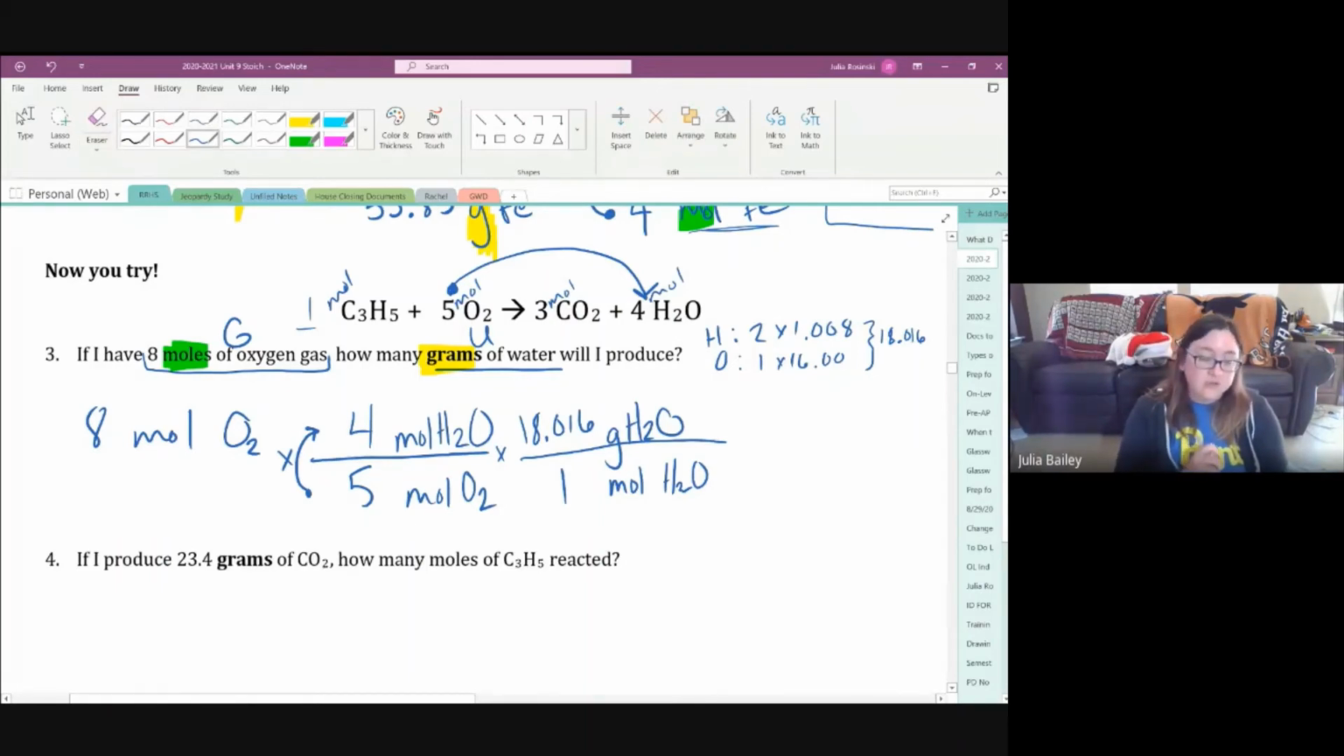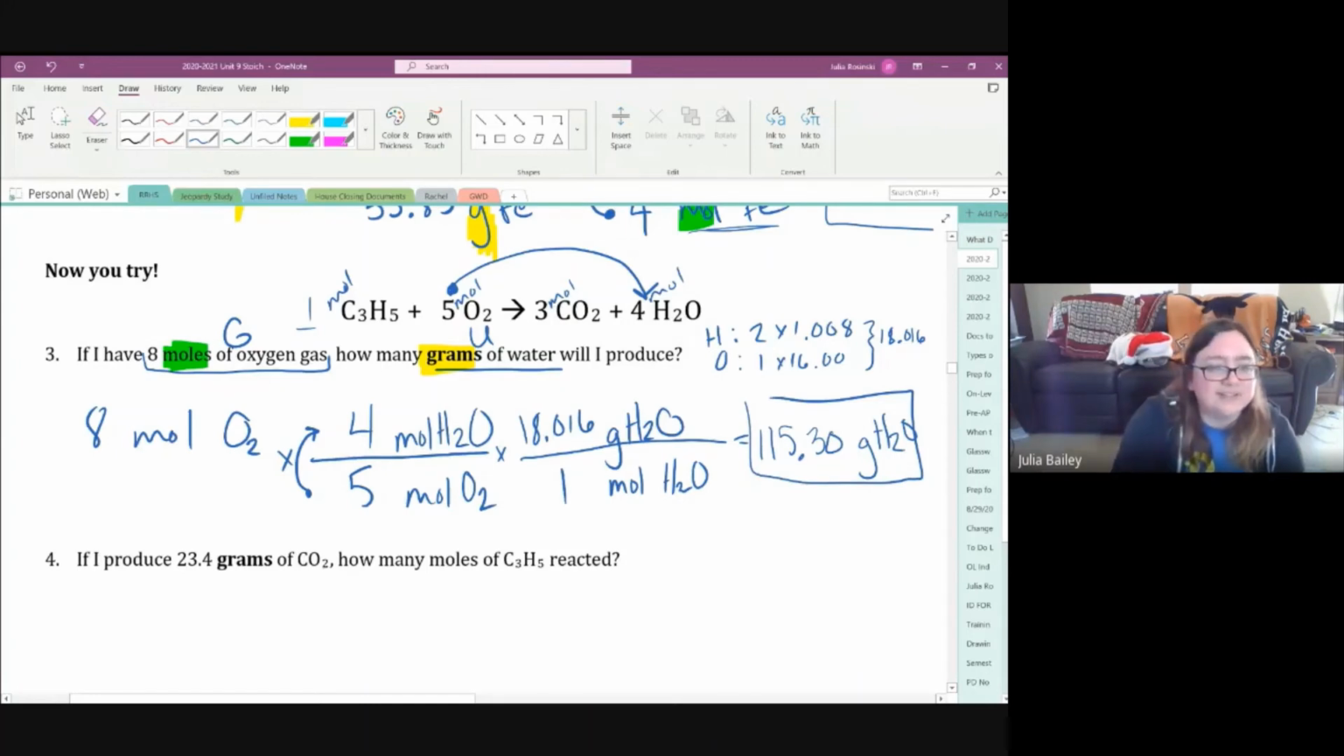We used our mole bridge to convert. And we used 1 mole in the periodic table for grams to convert. And then at the end, when you actually stick this in a calculator, 8 times 4 times 18.016 on top, and then divide by the bottom. So that's divided by 5. We don't have to put the divided by 1 in there because we know it's not actually going to change anything. Round to the 100th place, and you get 115.30 grams of water.